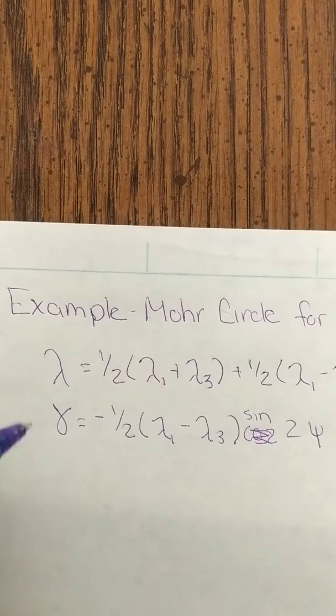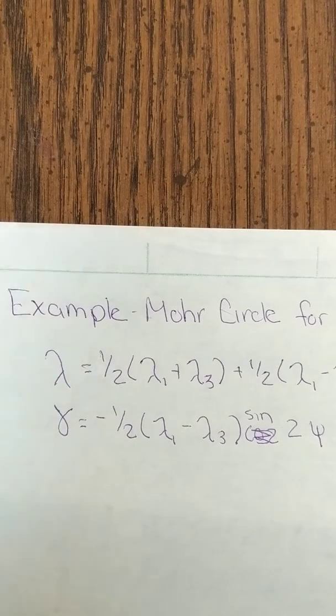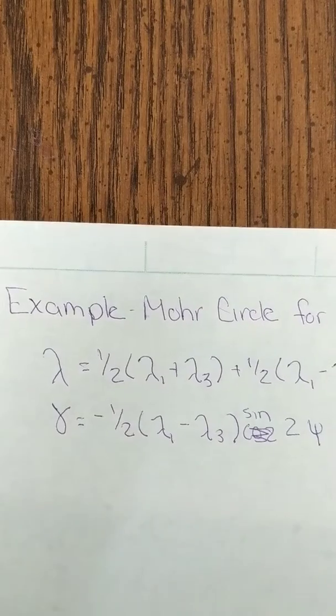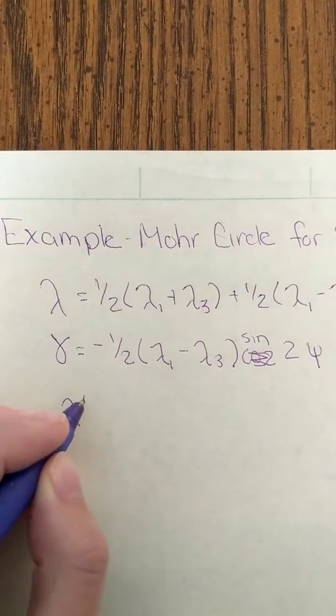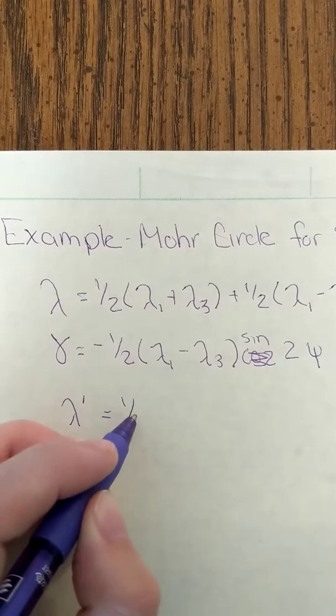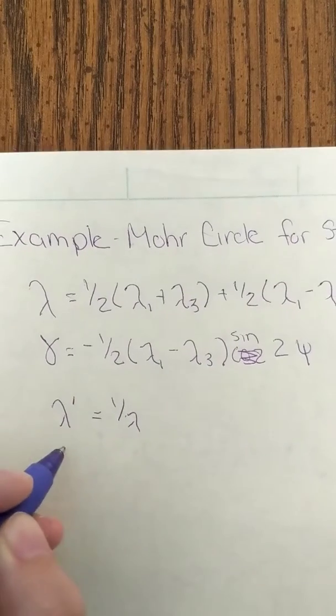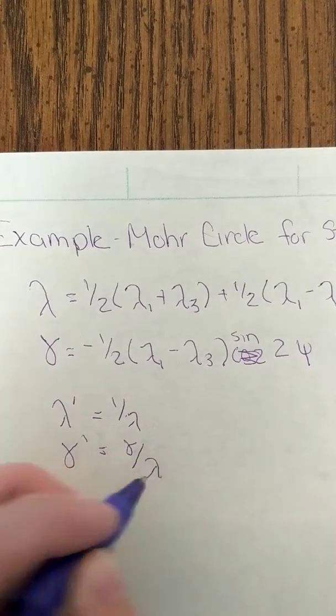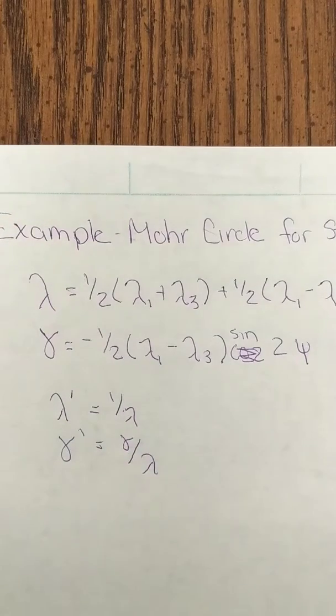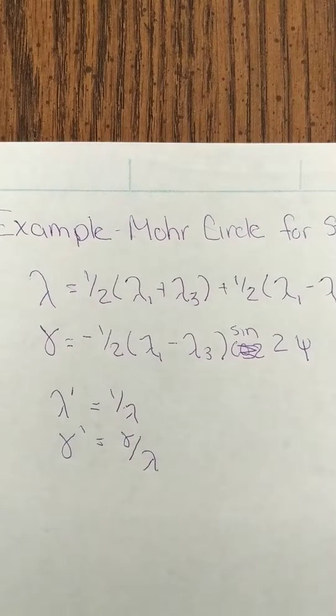Now this is all assuming our normal orientation, but remember when we're looking for the strain, we're looking for the inverse of everything. So when we actually calculate things out, we're going to be using our lambda prime, which is going to be 1 over lambda, and we're going to be using our gamma prime, which is gamma over lambda. So keep that in mind when we start plotting up all of our diagrams and looking at the numbers.